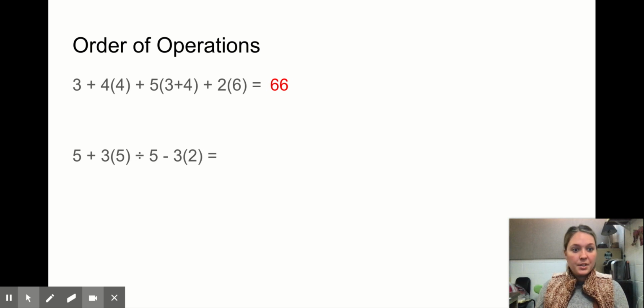Second question, how many terms does this one have? This one has 3. The 5, and then the 3 times 5 divided by 5, that's its own term, and then the 3 groups of 2. So what do you get? 2. 5 plus, now the 3 times 5 divided by 5 is all one term, so you have to take 15 divided by 5, which is 3. 5 plus 3 is 8. And then you have to subtract 3 groups of 2, which is 6. So 8 minus 6 is 2.